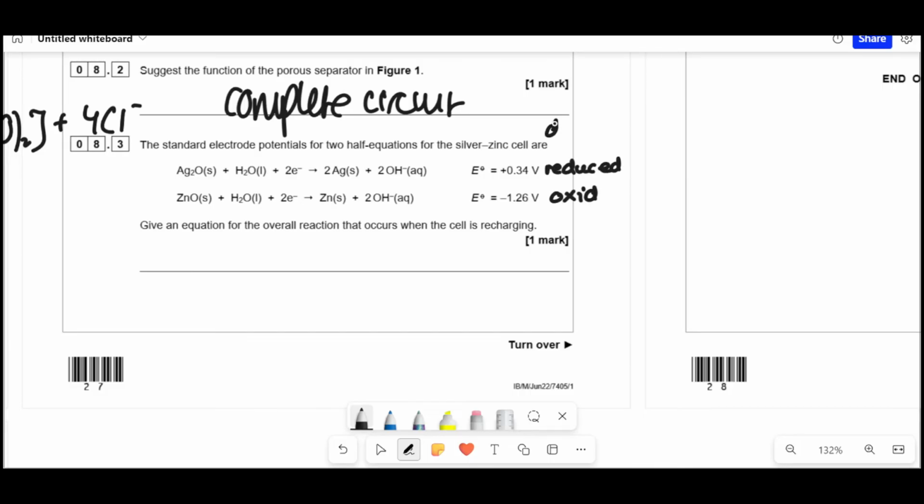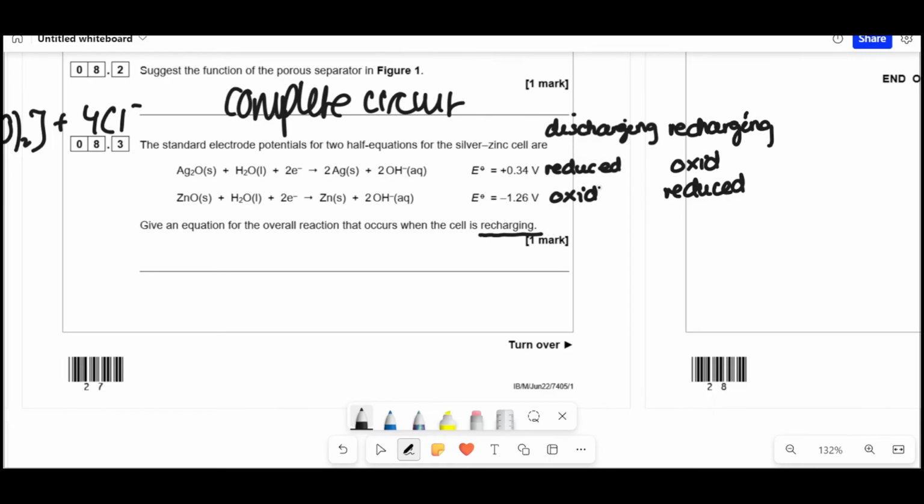However, that's if a cell is discharging. When you're running a cell normally, it is discharging. It's doing its thing. When you're recharging it, you're flipping it the other way. You're running the circuit in the opposite direction. So what's actually happening is that this is being oxidized and this is being reduced. Because the question wants recharging, not discharging, or just when the cell is run. When the cell is run, it's discharging. Because you're oxidizing it, you're actually running it the wrong way around. So that's where people get caught out.